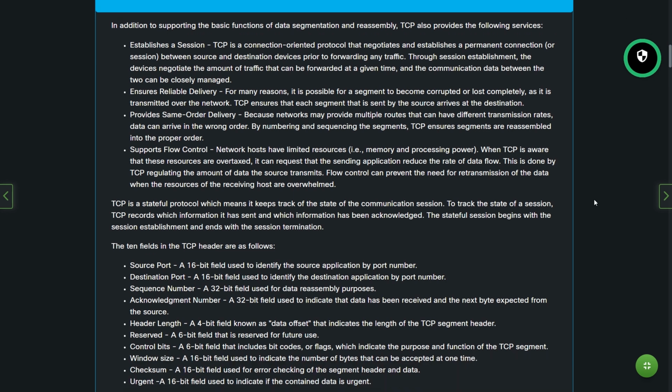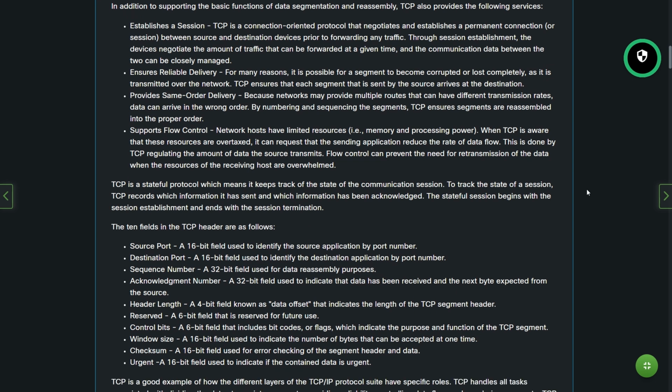TCP is a stateful protocol, which means it keeps track of the state of the communication session. To track the state of the session, TCP records which information it has sent and which information has been acknowledged. The stateful session begins with the session establishment and ends with the session termination. The fields in the TCP header are as follows.